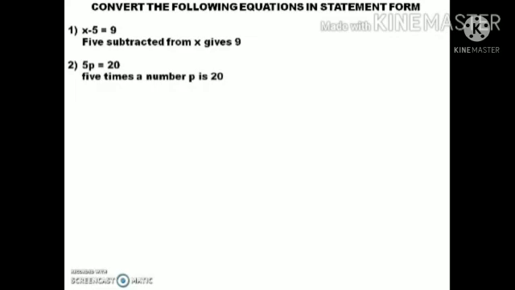Yesterday you learned the word times means multiplication. So how can you write 5p equal to 20? You can write it as 5 times a number p is 20. Or simply you can write 5 multiplied by p gives you 20. Copy it in your notebook.